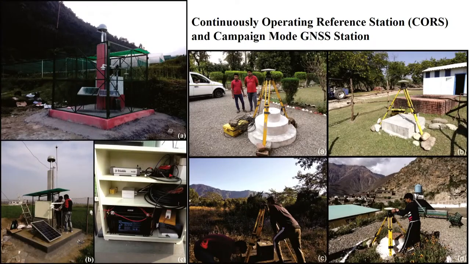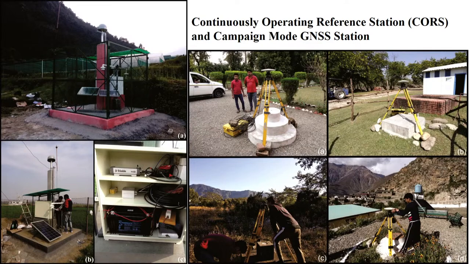So this is how we basically set up the station. You can see here this continuously operating reference station on the left side, and on the right side you can see the campaign station. So this is the benchmark. This is how you create the benchmark, and then you go and acquire the data on some reference point, and after getting a minimum of 3 points where we believe that the R square approaches 1, then we can say that this data is reliable for monitoring purposes.